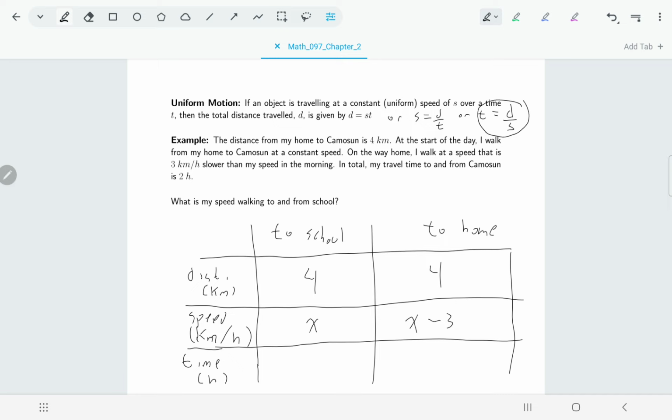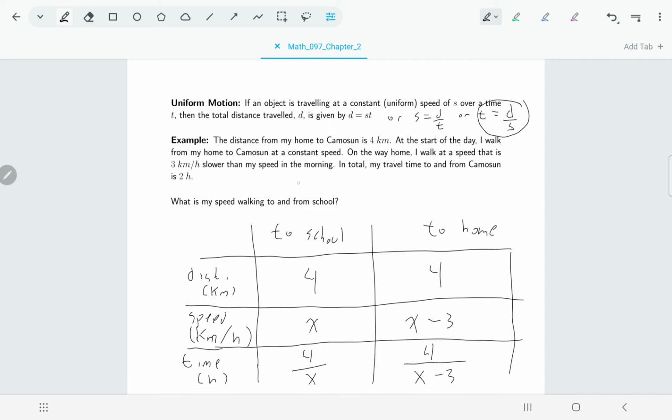I know that time is distance divided by speed. So if my distance is 4 and my speed is x, then my time is 4 divided by x. And same thing goes for my other time. For traveling home, my distance is 4 and my speed is x minus 3. So my time should be distance, which is 4, divided by speed, which is x minus 3. So now we filled in our whole chart. I have something for all of my distances, all of my speeds, and all of my times.